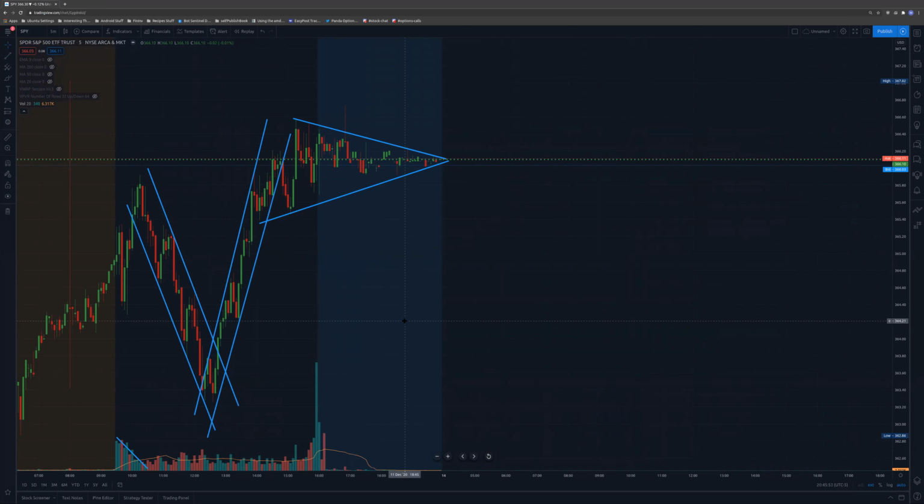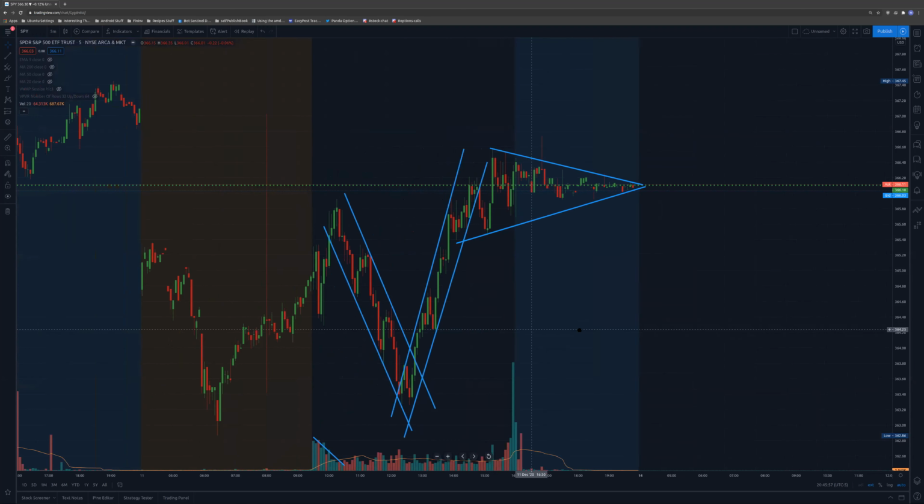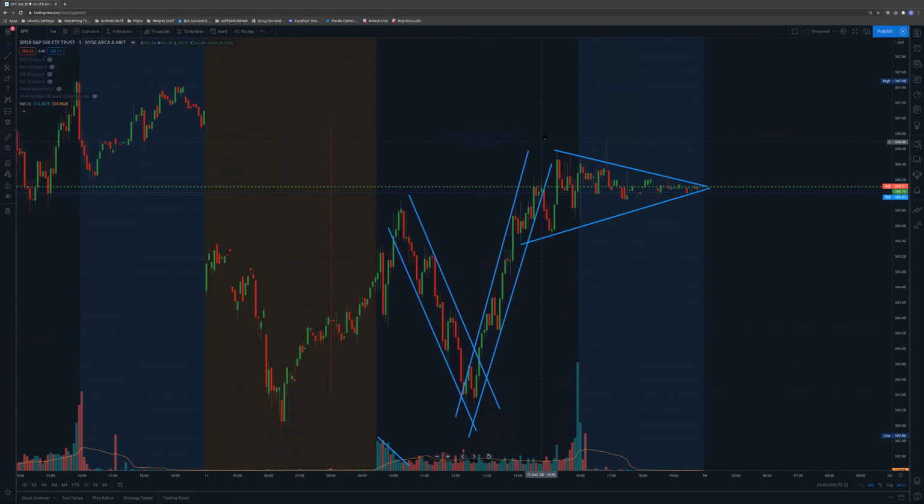Oh, you took your eyes off the screen, bro? Yeah, I didn't even realize there was a gap to the left. It almost looks like we were pretty close to filling it perfectly. Close. Yeah, pretty close.